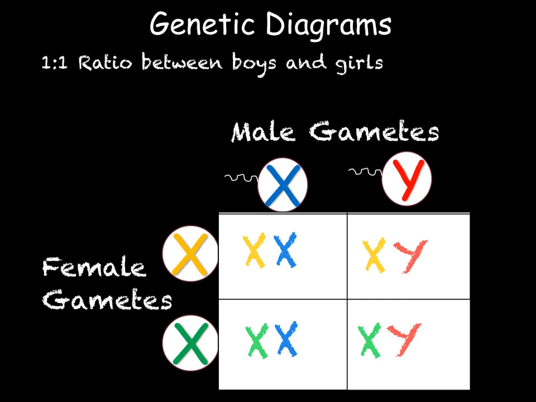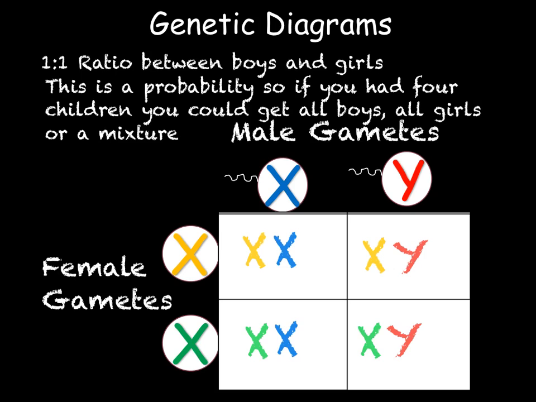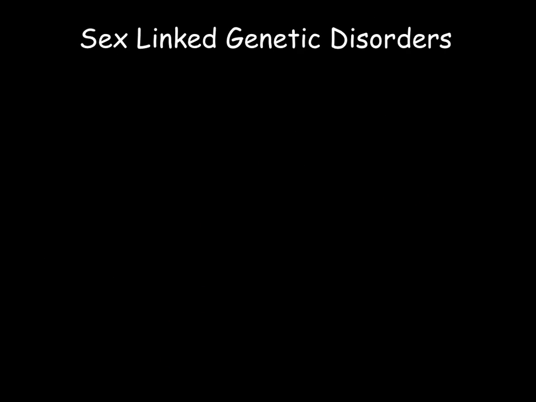However, do remember that this is only showing the probability. So if you were to have 4 children, you couldn't guarantee that you would end up with 2 boys and 2 girls. You should remember genetic diagrams from B1. In B1, you will have looked at genetic disorders, including cystic fibrosis. However, some genetic disorders are found on the sex chromosomes. These are known as sex-linked genetic disorders.